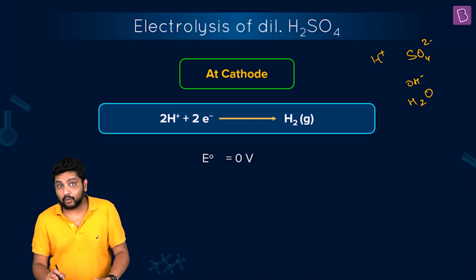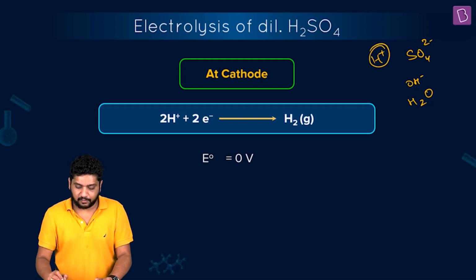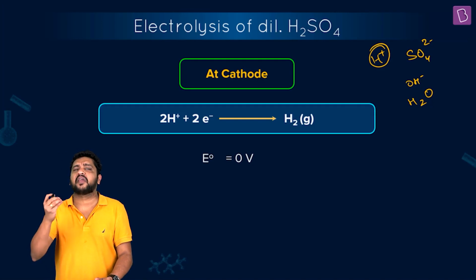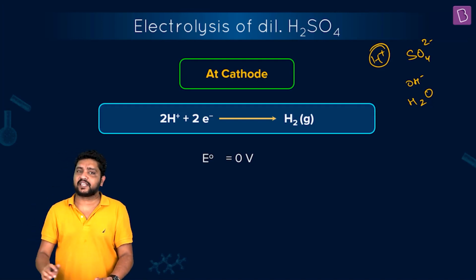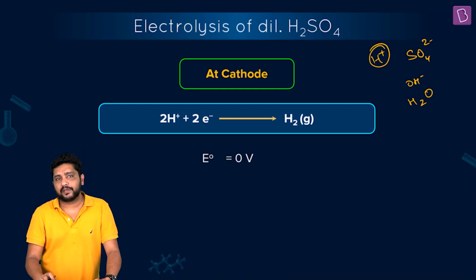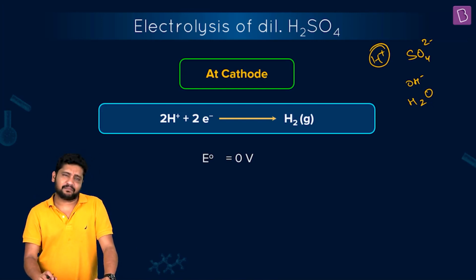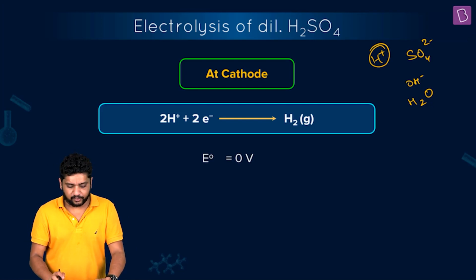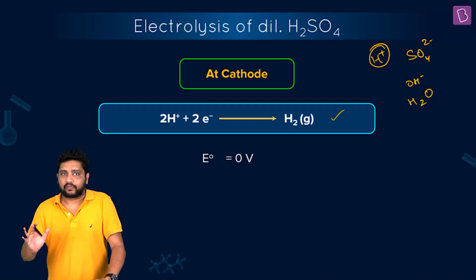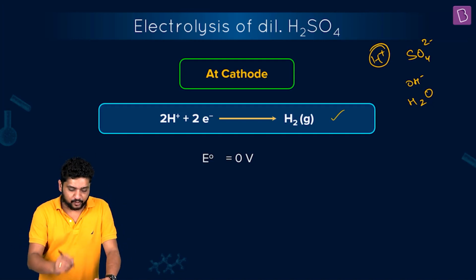So as far as the cathode is concerned, it is where reduction takes place, and H+ is available, right? If H+ was in very low quantity, maybe we could think H2O itself would start to dissociate and you would be getting hydrogen from there. But yeah, H+ is available. We are using dilute sulfuric acid: 2H+ + 2e- giving you H2 gas. E naught value is 0 volt. We know this is the standard reduction potential, right? So this is going to happen at your cathode.